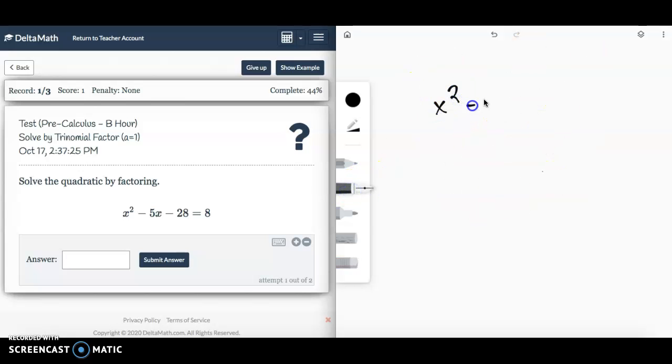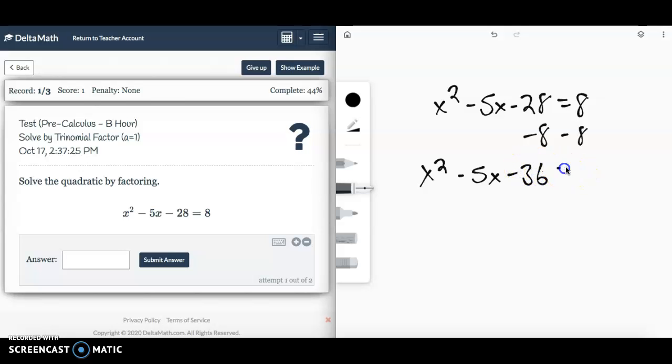So x squared minus 5x minus 28 equals 8. First thing we gotta do is make sure we get it set equal to 0. So I'll subtract 8 from both sides. So I got x squared minus 5x minus 36 equals 0. No GCF, so I'm going to figure out what multiplies to negative 36 and adds to negative 5.